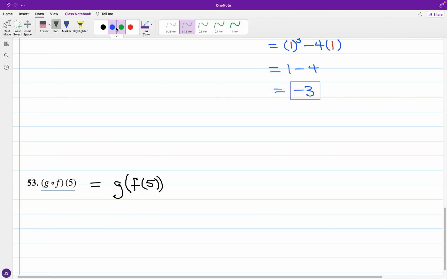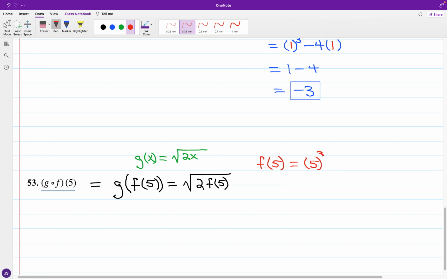Now for the output, this is going to be in line with g of x, and g of x is equal to the square root of 2x. But now with f of 5 in lieu of x, we have g of f of 5. At the moment, we have the square root of 2 times f of 5, and looking at finding out numerically what f of 5 will be, again utilizing f of x equals x cubed minus 4x, we have for f of 5, 5 to the third minus 4 times 5.